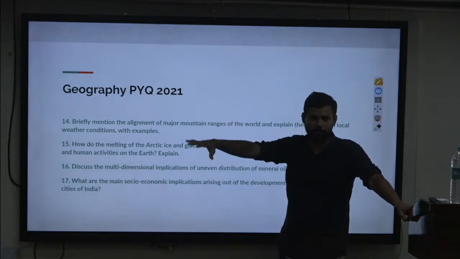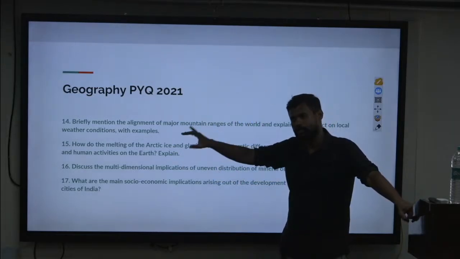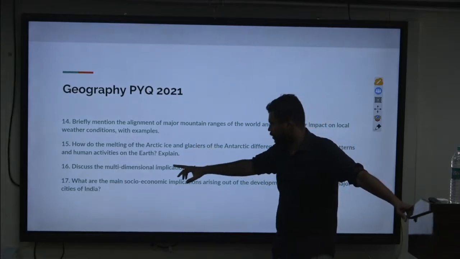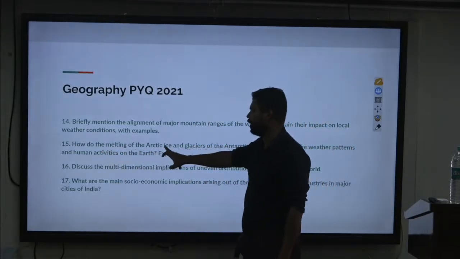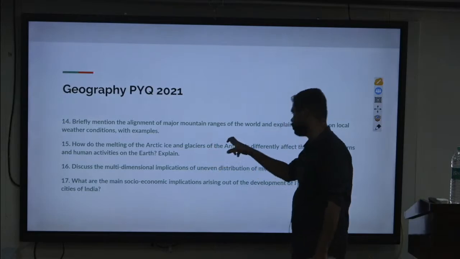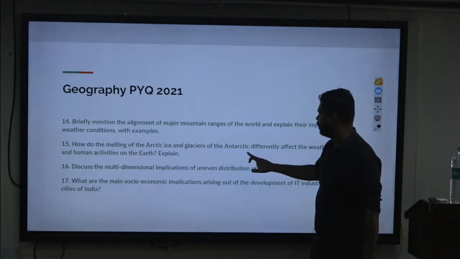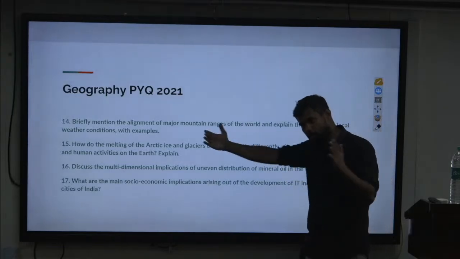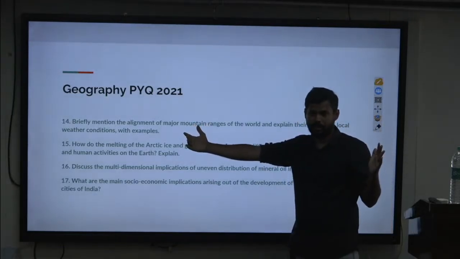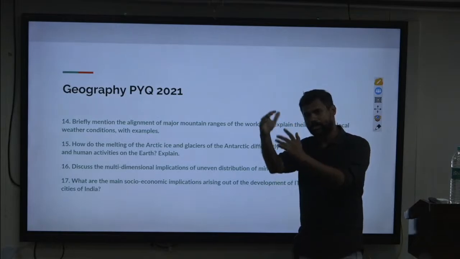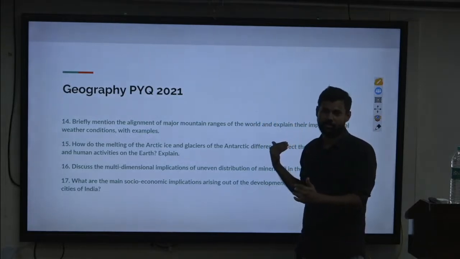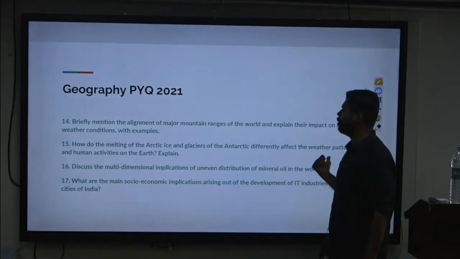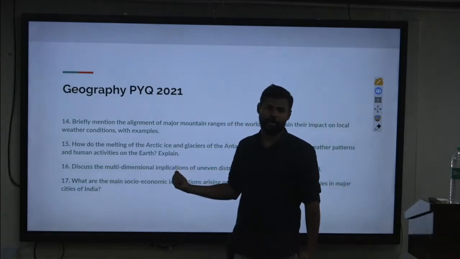Cryosphere means all the polar ice cap regions, correct? So then you can answer easily. Now look at this. They are asking how do the melting of the Arctic ice and the glaciers of the Antarctic differently affect. So now you are compelled to write two different ways. If they had told affect, you could have put everything together and then iterated the points. Now when they say differently affect the weather patterns and human activities on the earth, explain.